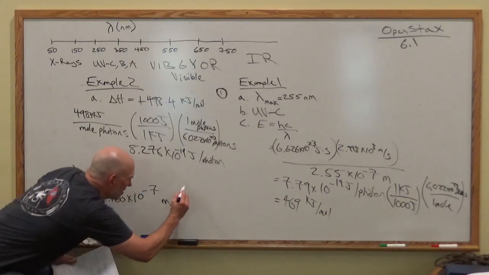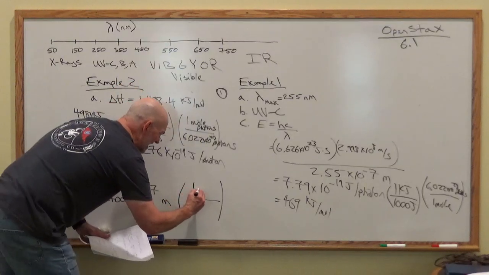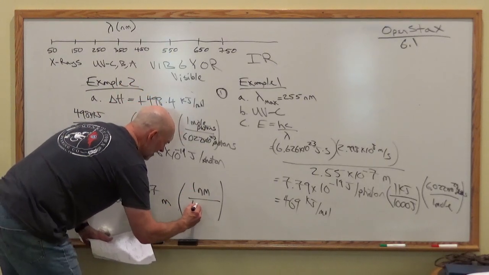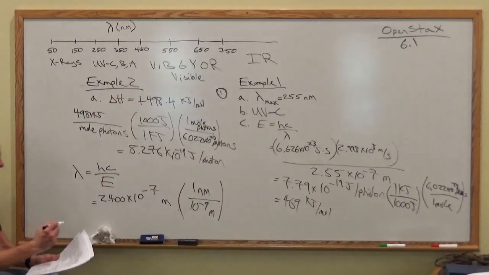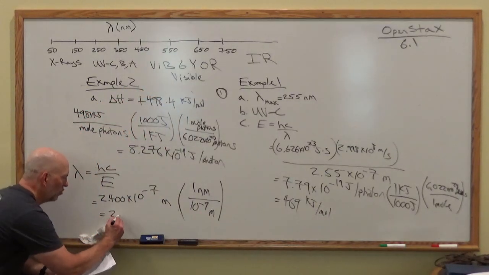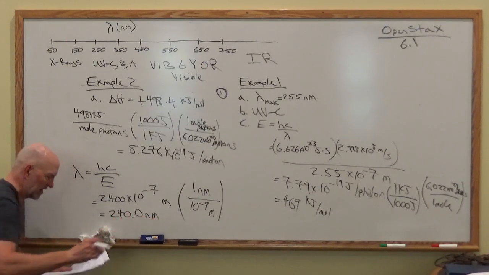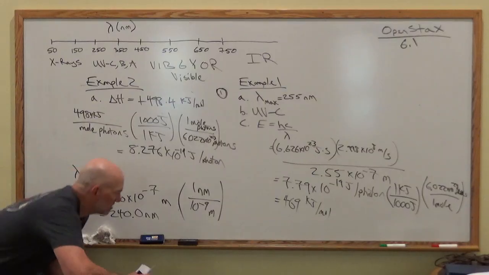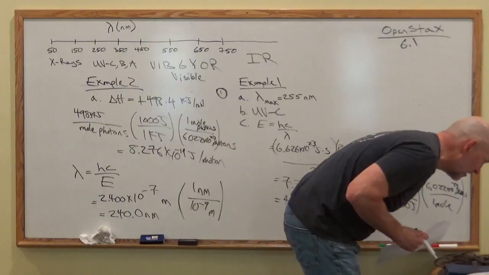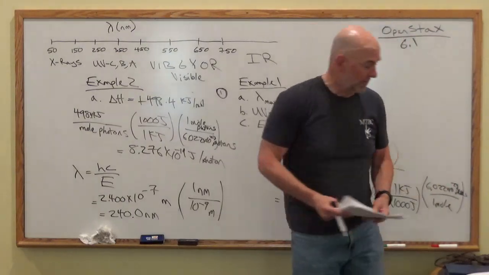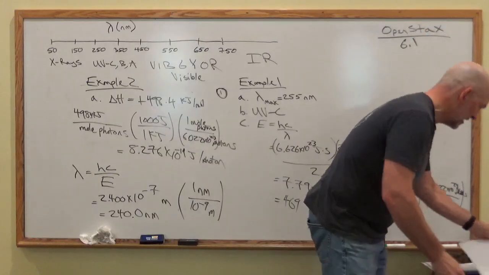If you need to see it, go back and review your Greek prefixes. 1 nanometer is 10 to the minus 9th meters. And you come up with 240.0 nanometers. And I think the problem says to confirm that this wavelength lies in the UVC region, which it does. Okay, so that's the mathematics of the electromagnetic spectrum.